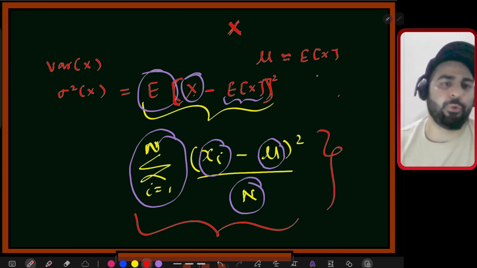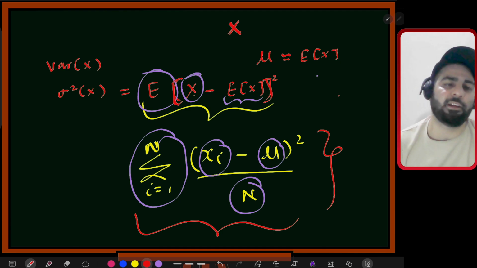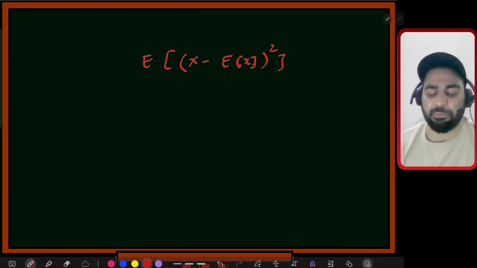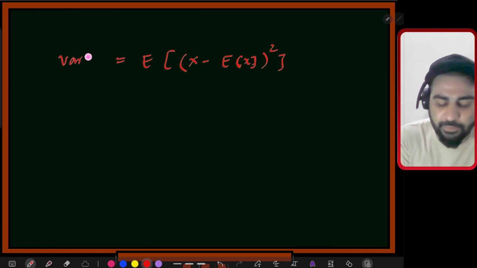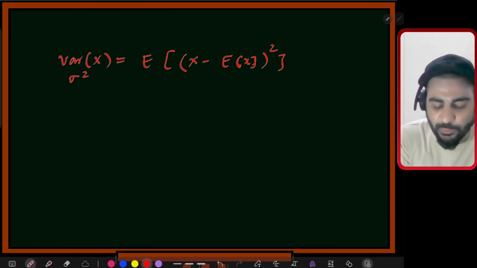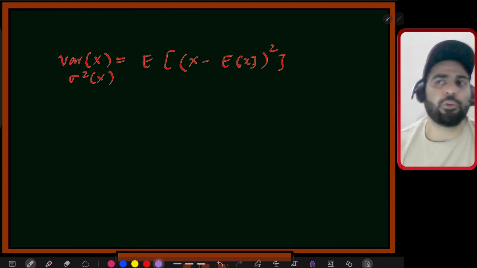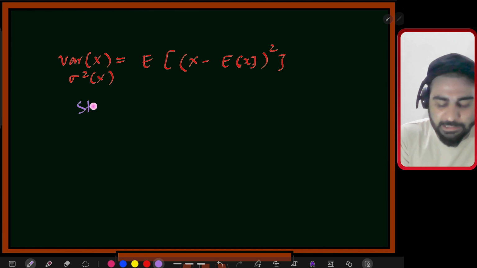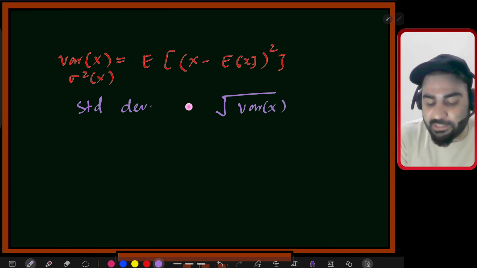Okay, if you are computing it even with computers, you will probably more or less use this formulation. But when you are working in the mathematical framework, you'll use this formulation. This is variance of x, or sigma square of x. There is one more term associated with this, because this is a square term. In order to bring it back on the scale, we call it standard deviation. We just put a root on this, the root of variance of x. So that's called standard deviation.